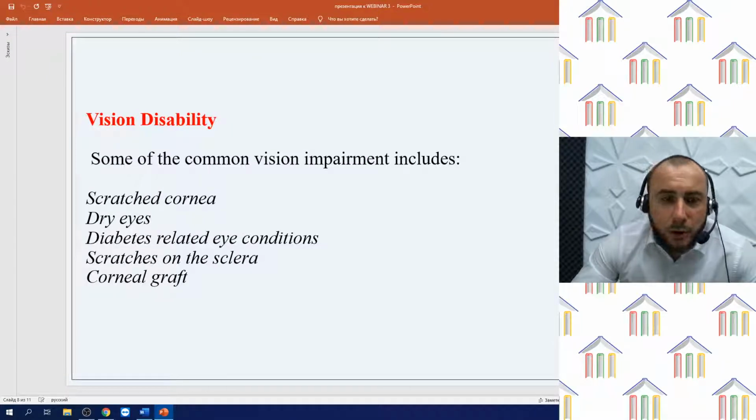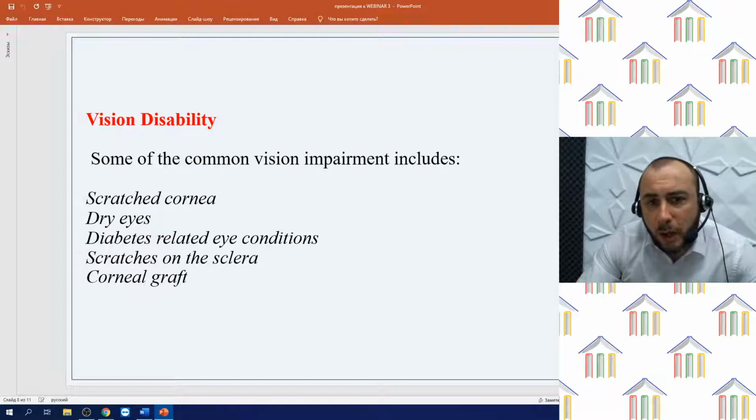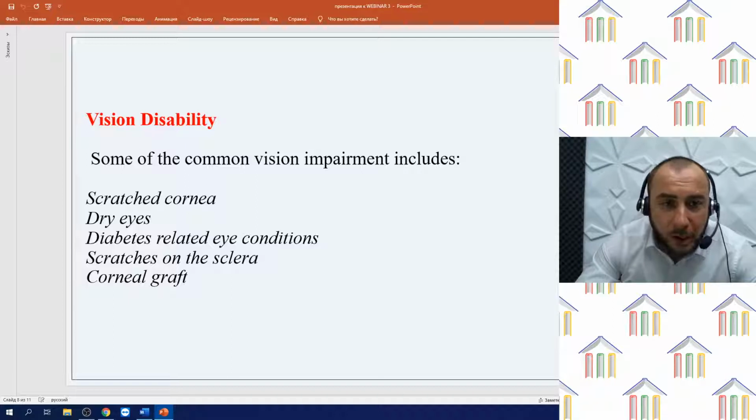Next disability is vision disability. This disability refers to people who have partial or no vision at all. Only 10% of the people are totally blind, and the remaining 90% have a visual impairment. This is caused by various reasons like accidents, diseases, and congenital illness, to name a few, and can lead to problems like blindness and ocular trauma or other problems. Some of the common vision impairments include scratched cornea, dry eyes, diabetes-related eye conditions, scratches on the sclera, corneal graft.